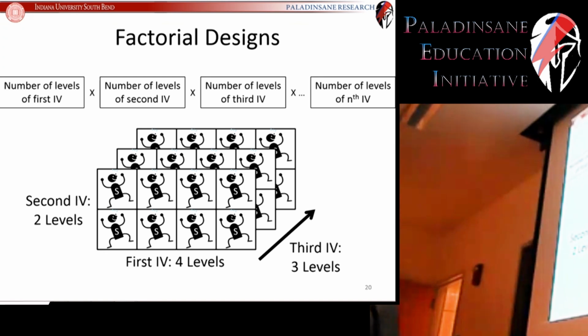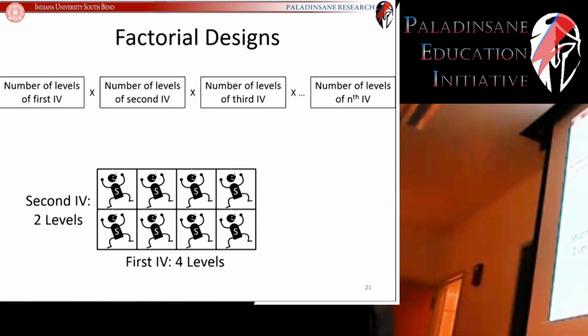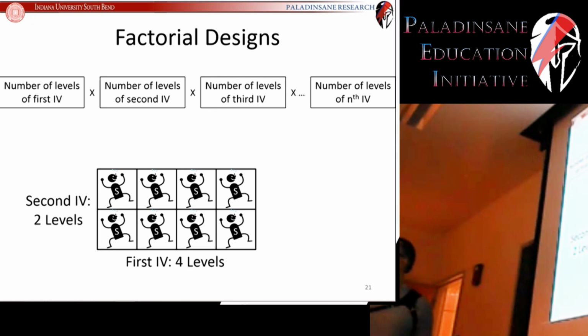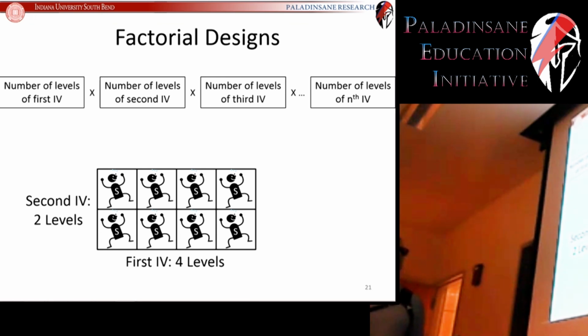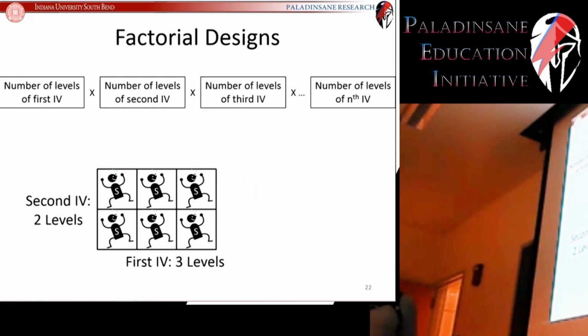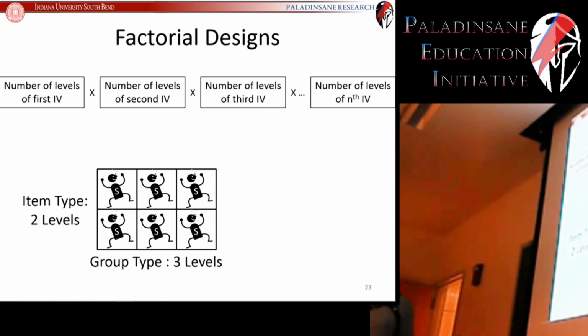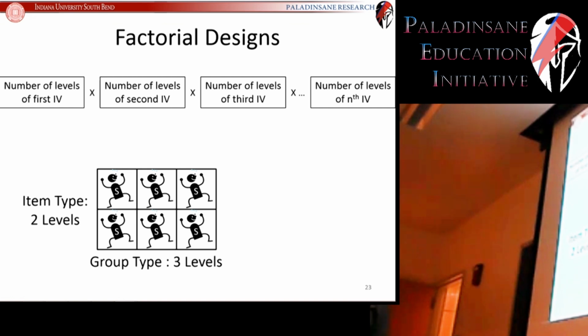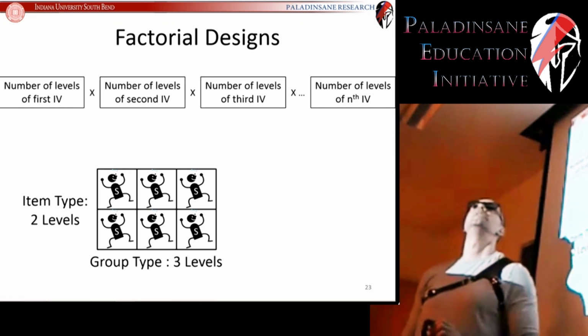All right, so just to give you one last example of this, our study that we did on false memories and group size, that was a factorial design. We had one independent variable that had 3 levels, that was group type. We had a second independent variable that had 2 levels, that was item type. Was it a correct item, or was it a false memory critical item? So we had 6 unique combinations in a 2x3 factorial design.